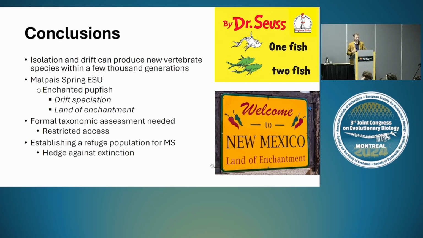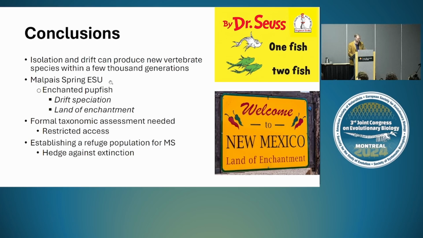So our general conclusions are that this really transpired due to the very small effective population size in these populations, as well as the massive bottlenecks that we modeled. This has really led to a new vertebrate speciation event just within 4,000 to 5,000 years.